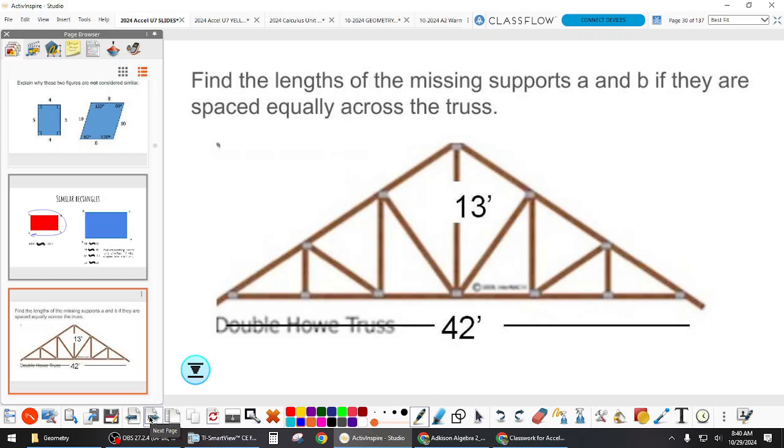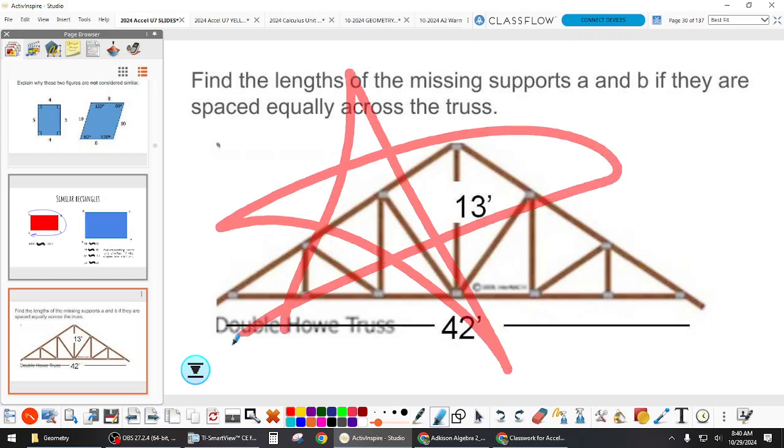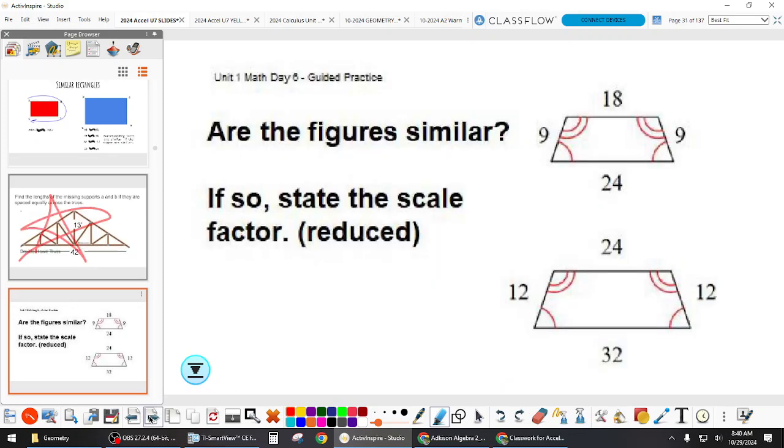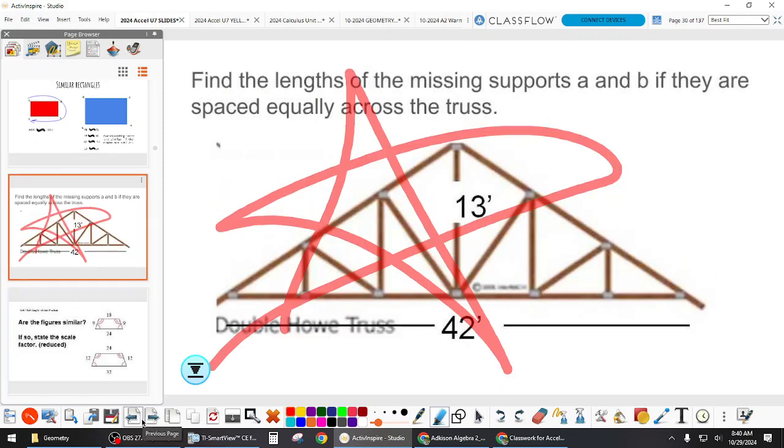This one's kind of fun. I think I'll save this so we get into this a little bit more. Do you guys know, have you ever seen one of those in real life?